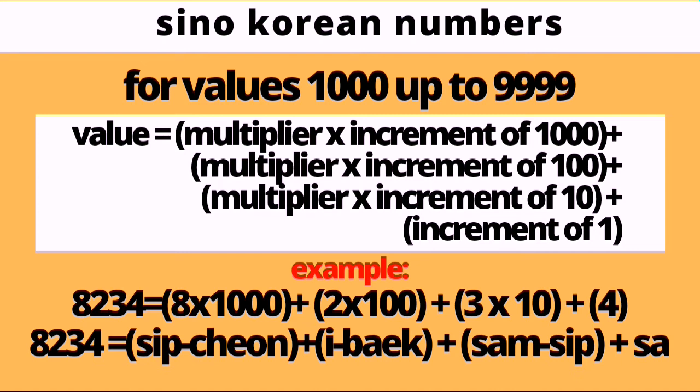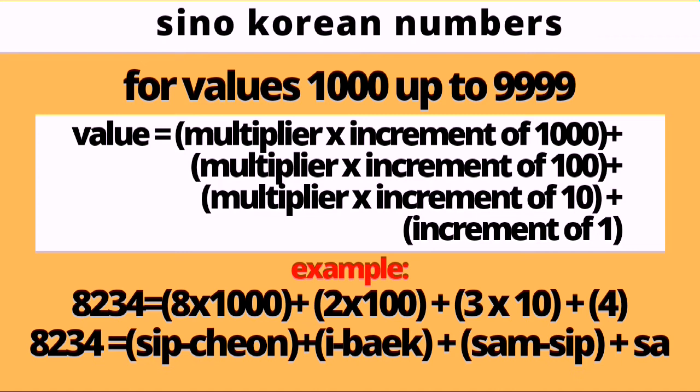So the number is 8,234. This number could be subdivided into 4 parts. The thousands place, which is 8 times 1,000. The hundreds place, which is 2 times 100. The tens place, which is 3 times 10. And the ones place. So let's explain first the thousands place, which is 8 times 1,000 or 8,000.